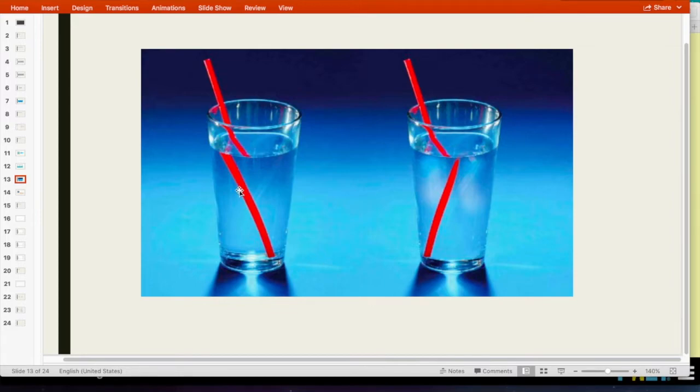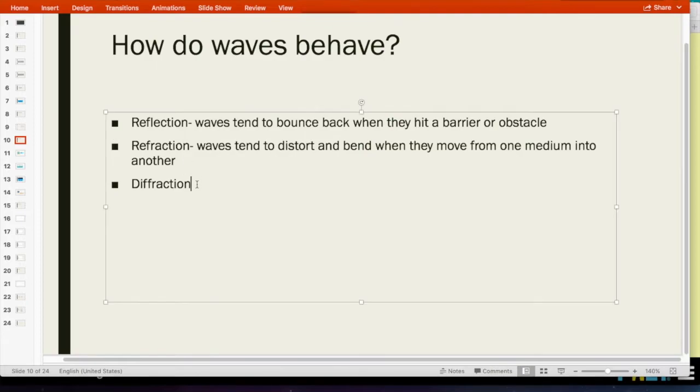Light is what is transmitting images to your eye, and the light in the water has been bent because as it moves from the air to the water, then back to the air, new media, whenever waves travel from one medium to another, they bend, they get distorted, they refract. That's refraction. Finally, diffraction. This is the fact that waves tend to bend around and behind obstacles.